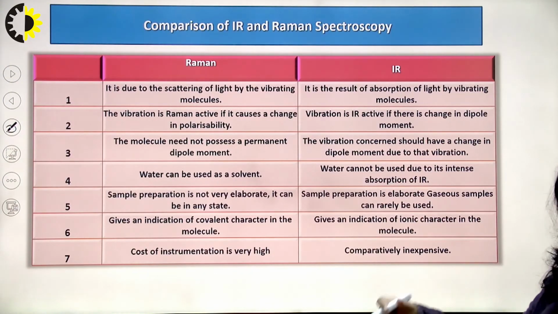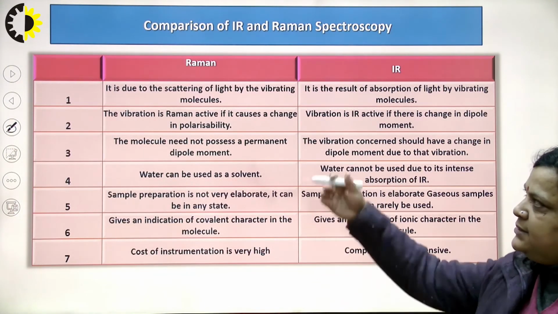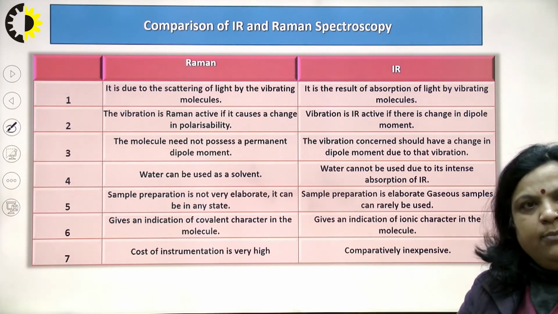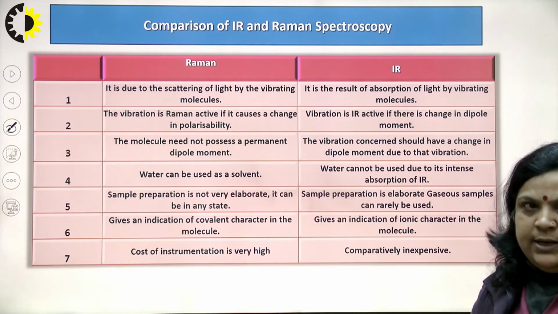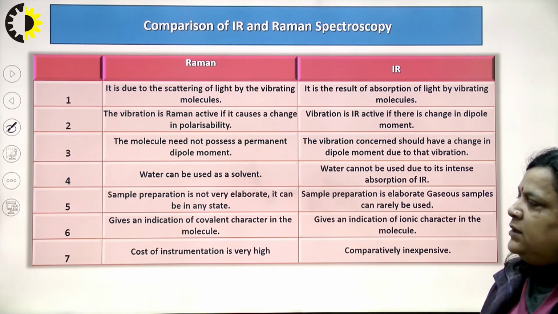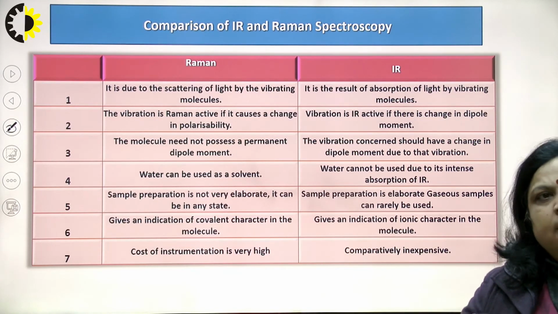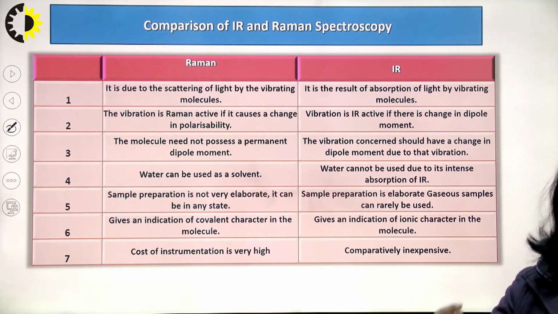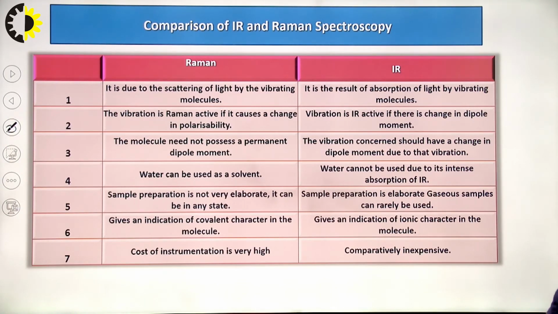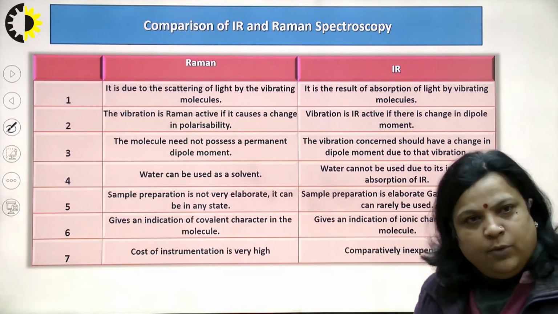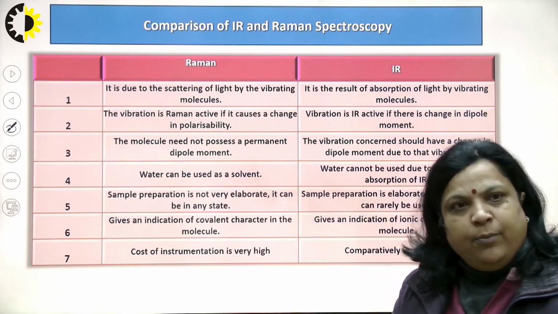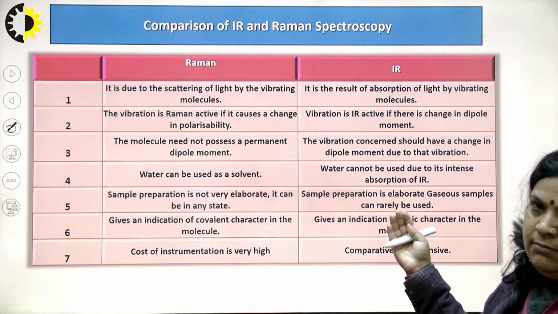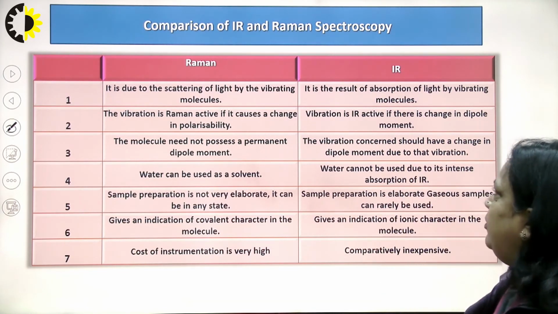So, if we compare the Raman with IR, the first point is Raman is due to scattering of light by the vibrating molecule, while IR is the result of absorption of light. Second, the vibration is Raman active if there is a periodic change in polarizability, while in case of IR the vibration is active when there is a change in dipole moment during vibration. In case of Raman, there is no need of a permanent dipole moment, while in case of IR the molecule should have a change in dipole moment.